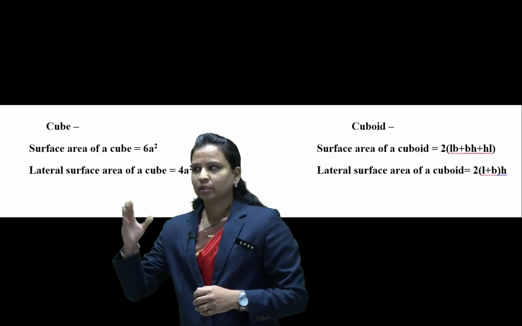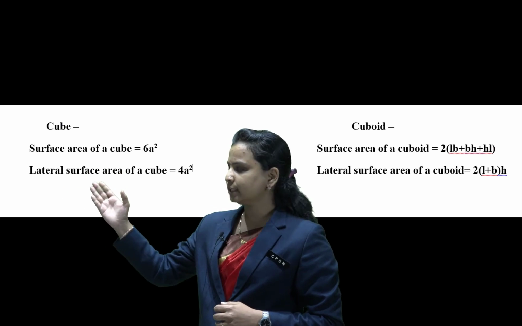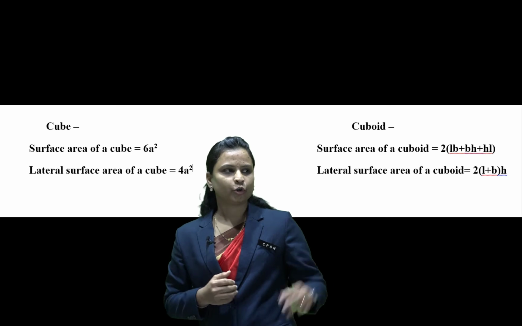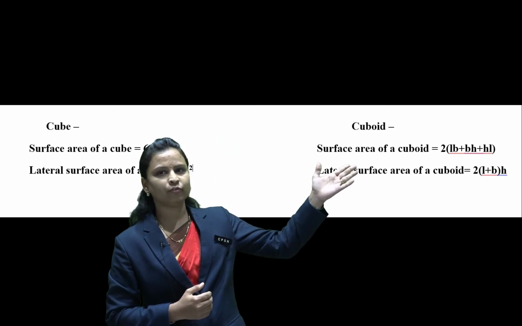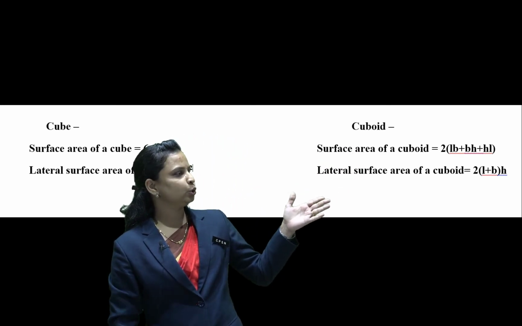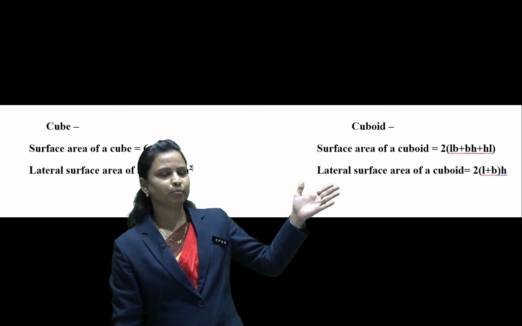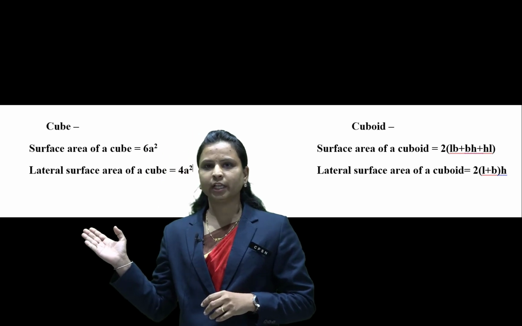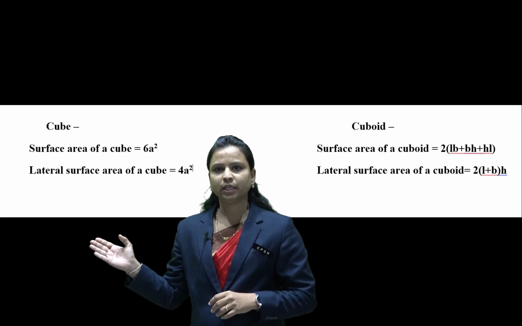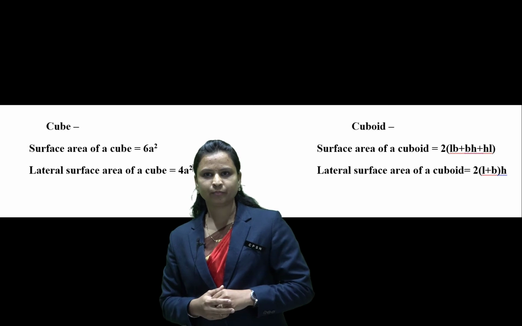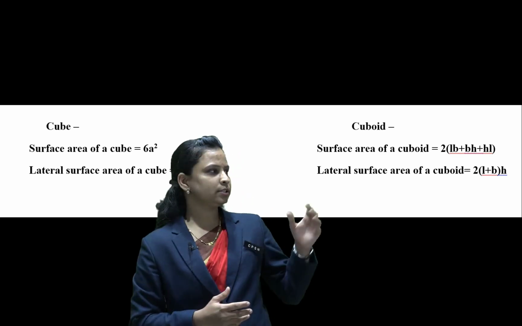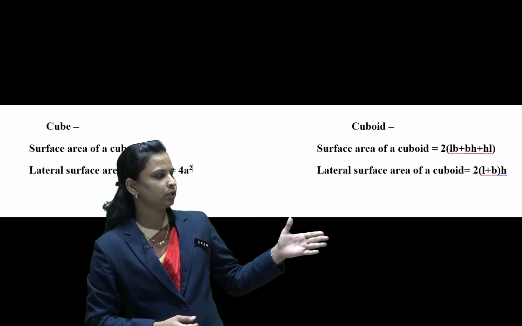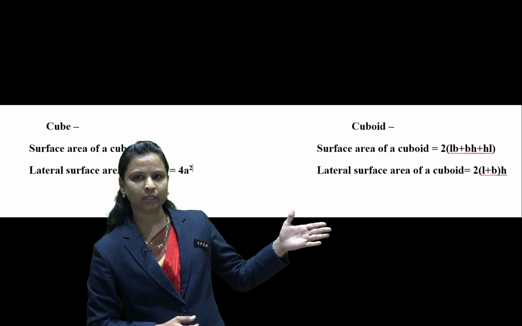So, now see, for cube, the surface area of a cube is equal to 6 a square. For cuboid, the surface area of a cuboid is equal to 2 into bracket LB plus BH plus HL. The lateral surface area of a cube is equal to 4a square, whereas the lateral surface area of a cuboid is equal to 2 into bracket L plus B into H.